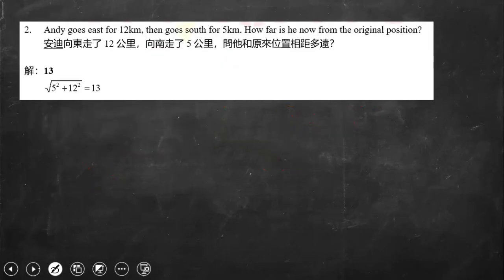Next problem. Andy goes east for 12 kilometers, then goes south for 5 kilometers. How far is he now from the original position? If we write down Andy's path, he goes east from the starting point, 12 kilometers, and then goes south for 5. You can see now it's going to form a triangle from where he started and where he ended.